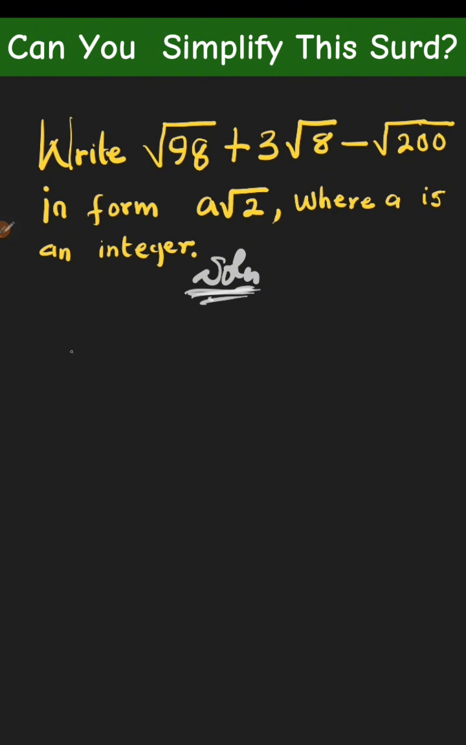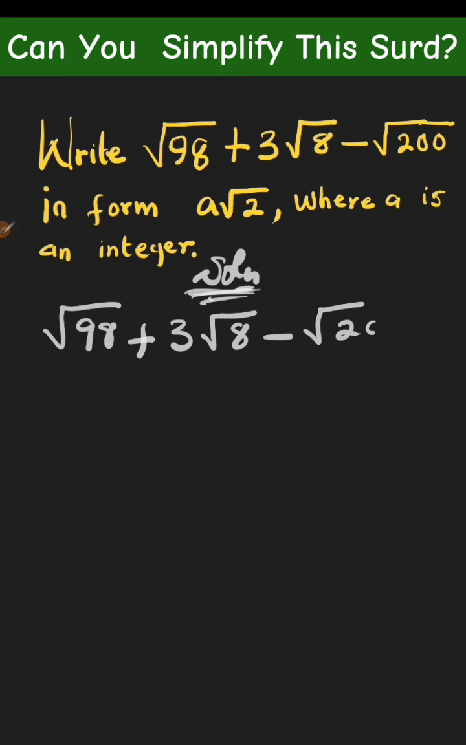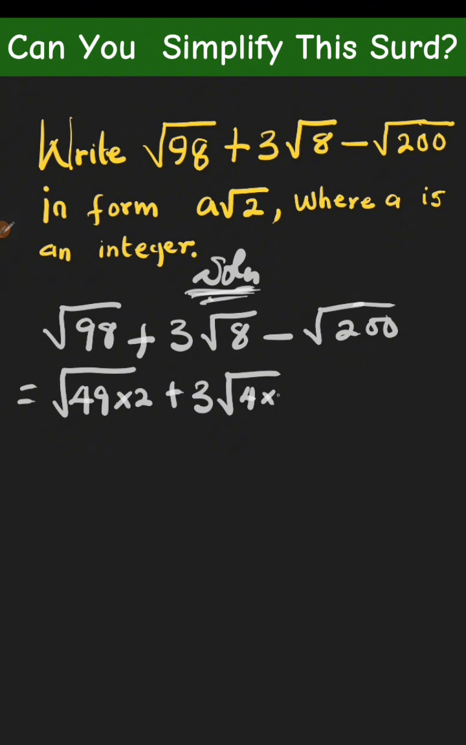Solution. √98 + 3√8 − √200. √98 is the same thing as √(49 × 2), plus 3 times √8, which is the same thing as √(4 × 2), minus √200, which is the same thing as √(100 × 2).